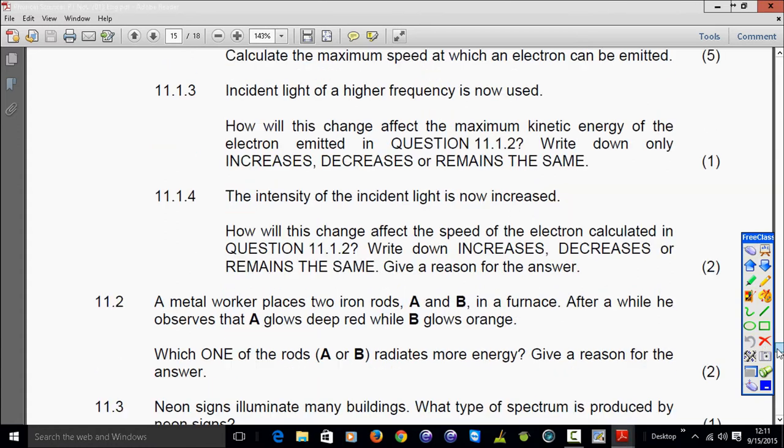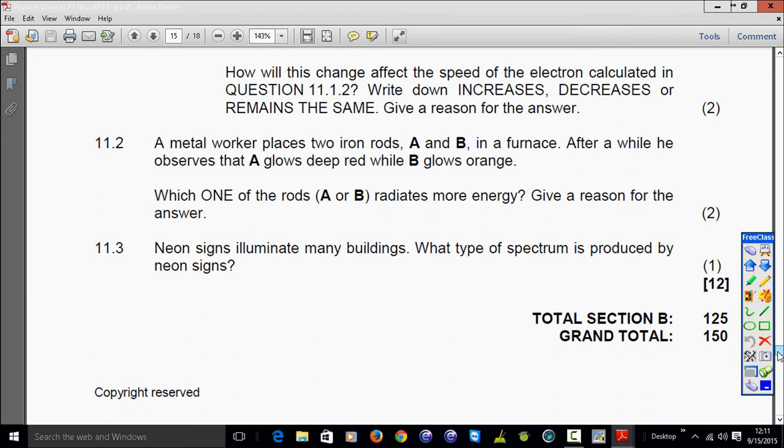Right, now a little bit of a next question. A metal worker passes two iron rods, A and B, in a furnace. After a while, he observes that A glows deep red while B glows orange. The question now asks, which one of the rods, A or B, radiates more energy? Now again, we are back to more energy. That is the higher frequency that we need to look at. So the question is, which one of red or orange has the higher frequency?